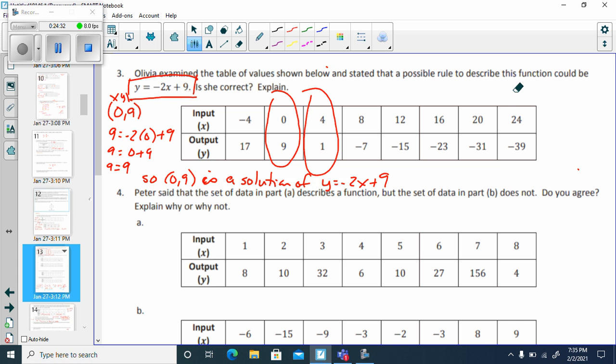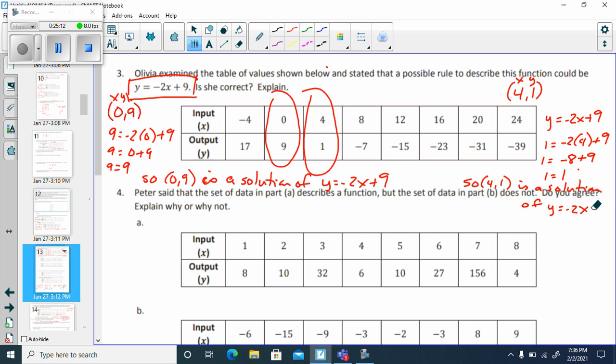Let's plug in this point, 4, 1. Here's your x, here's your y. Y is equal to negative 2x plus 9. Okay, your y is 1. 1 is equal to negative 2 times 4 plus 9. 1 is equal to negative 8 plus 9. 1 is equal to negative 8 plus 9, which is 1. This is true. So this point, 4, 1, is a solution of y is equal to negative 2x plus 9.